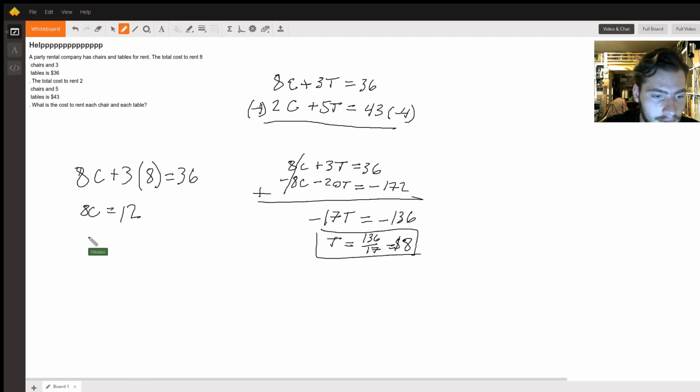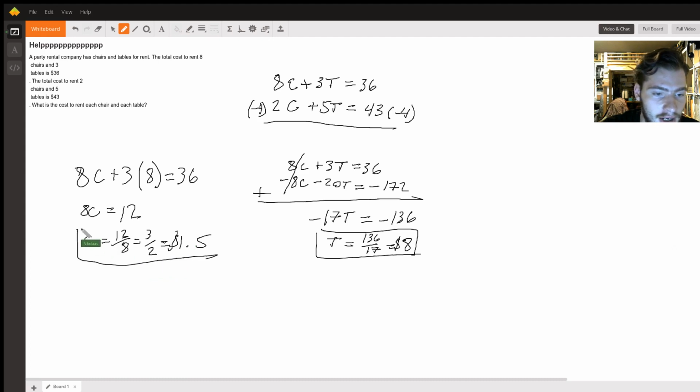Then we divide both sides by 8, so c is 12/8, or 3/2, or about 1.5. So it costs $1.5 to rent a chair.